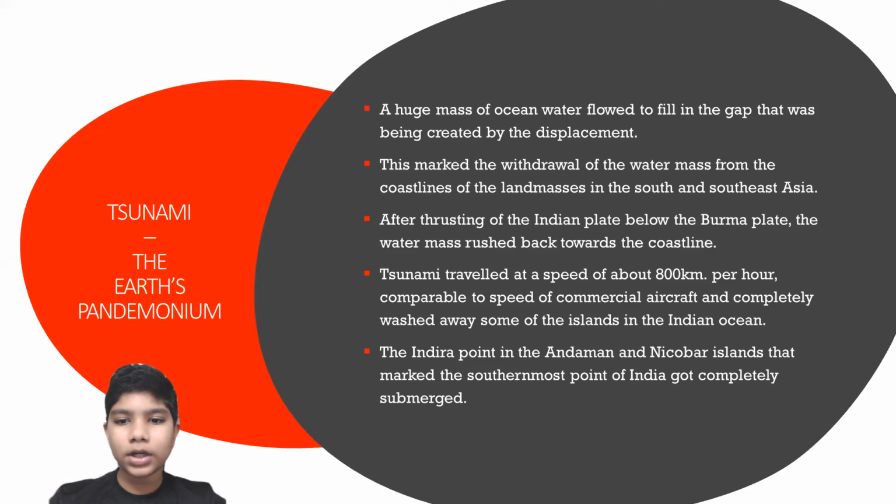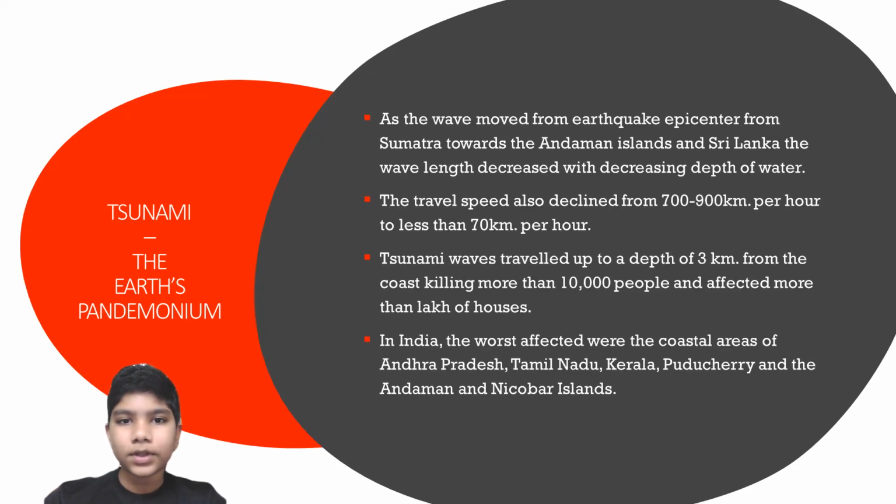The Indira Point in the Andaman and Nicobar Islands, which marked the southernmost point of India, got completely submerged. As the wave moved from the earthquake epicenter in Sumatra towards the Andaman Islands and Sri Lanka, the wavelength decreased with decreasing depth of water. The travel speed also declined from 700 to 900 km per hour to less than 70 kilometers per hour. Tsunami waves traveled up to a depth of 3 kilometers from the coast, killing more than 10,000 people and affecting more than 1 lakh houses.